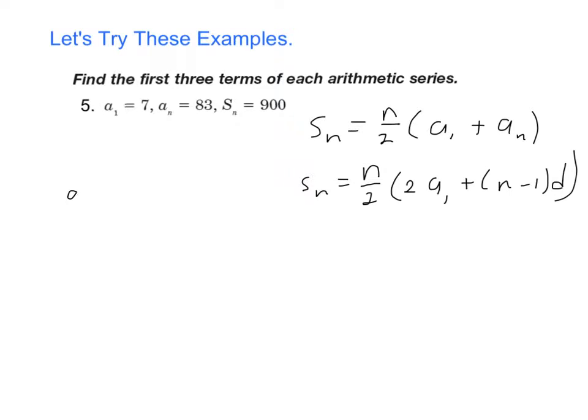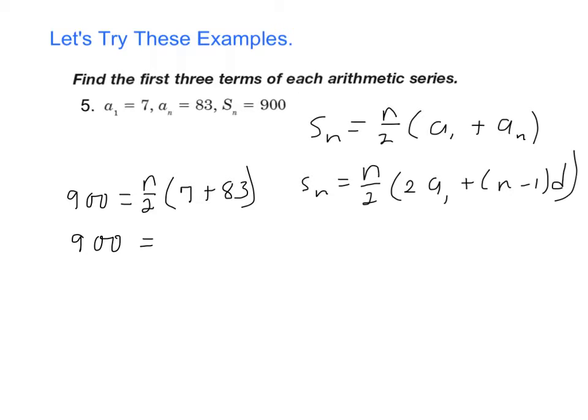So we're going to have 900 is equal to n over 2 times 7 plus 83. Now, 7 plus 83 gives us 90. Okay, then right here, I'm going to kind of push you a little bit to do it in your head. So we have 90 times n divided by 2. So that would be the same as what? Well, 900 is equal to n over, and what's 90 divided by 2? 45.